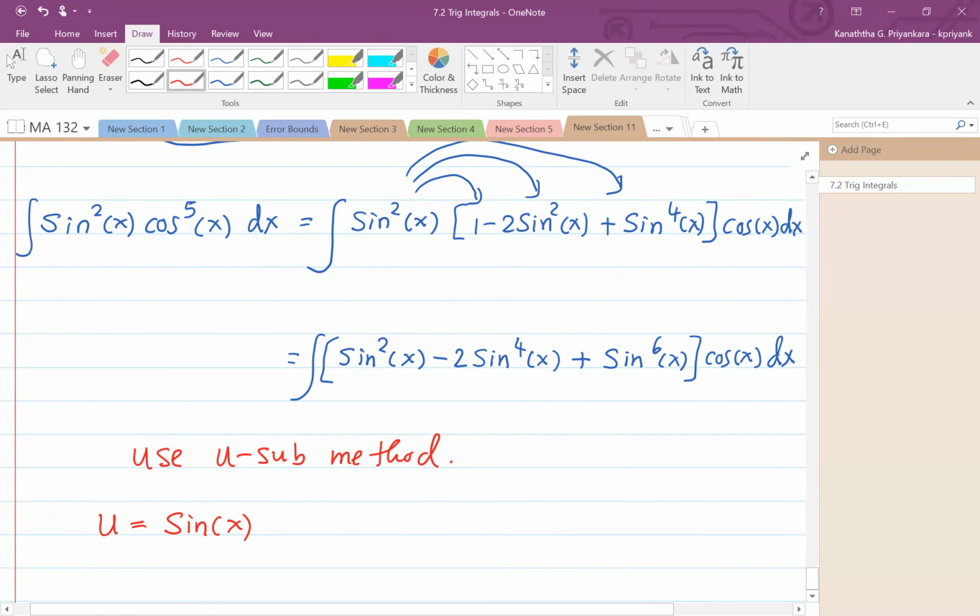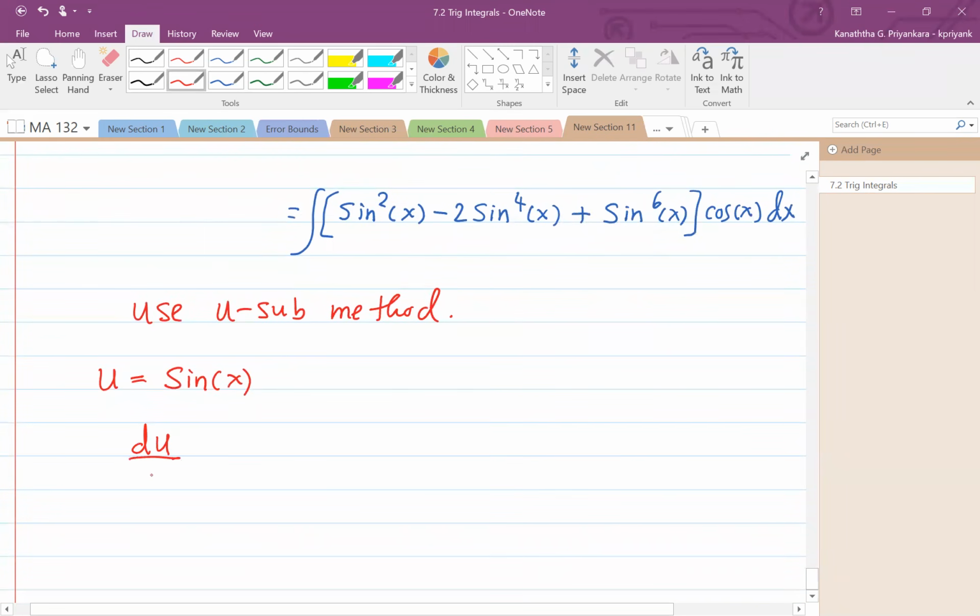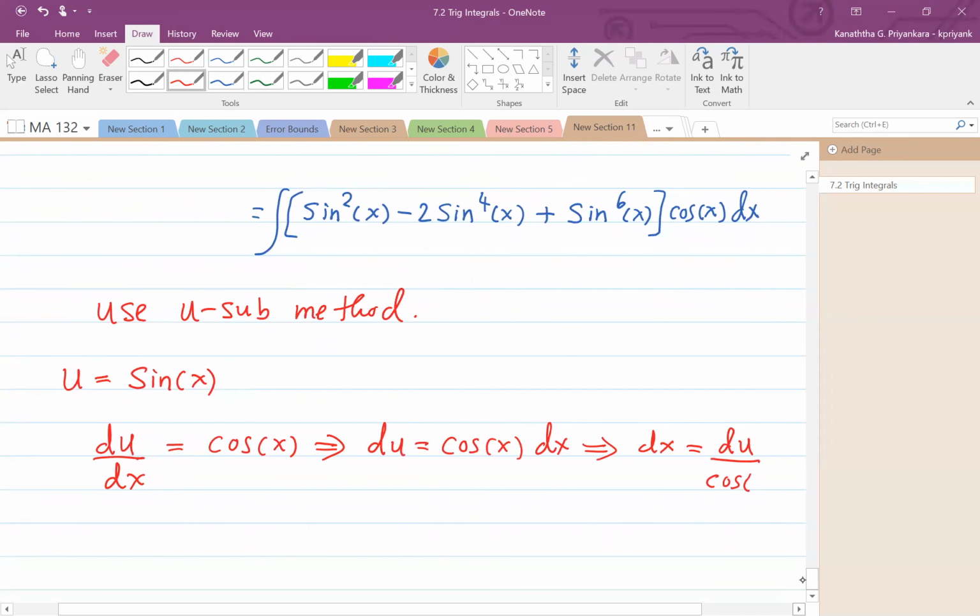And then you can take the derivative. So du over dx, you get the derivative of sine, which is cosine x. So we have du, which is cosine x dx. Now if I divide both sides by cosine x, then we get dx would be du over cosine x. So that would be an expression for dx. Now I can replace all sine terms by u.